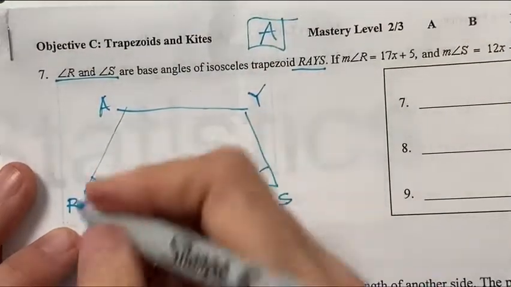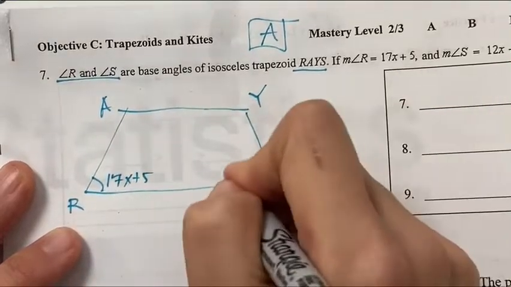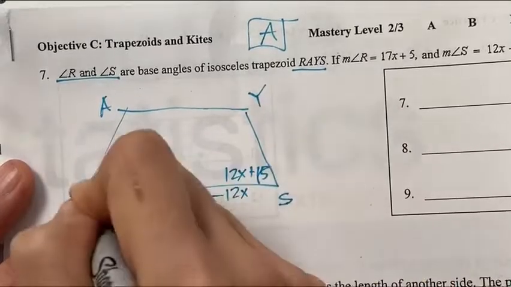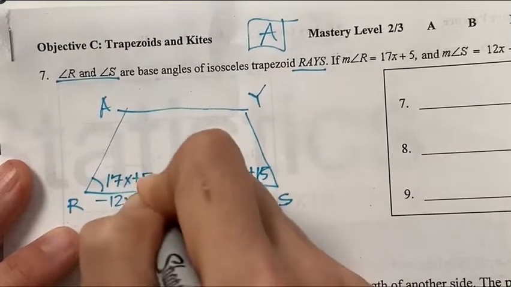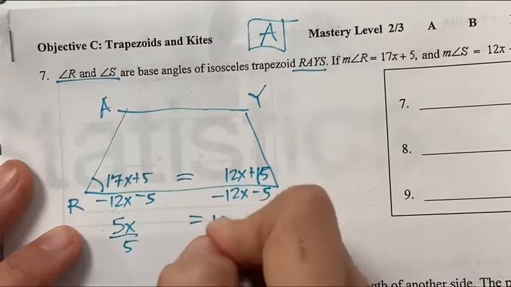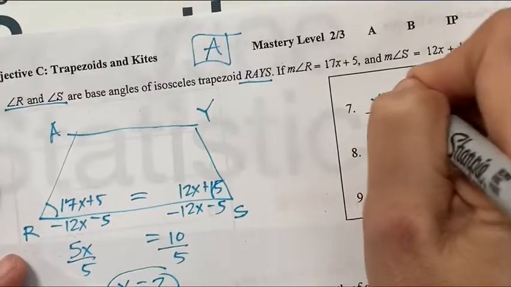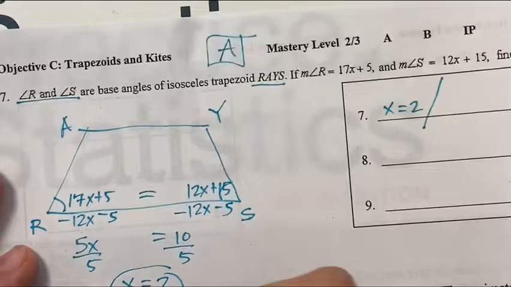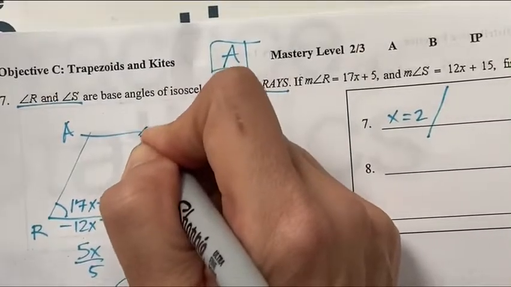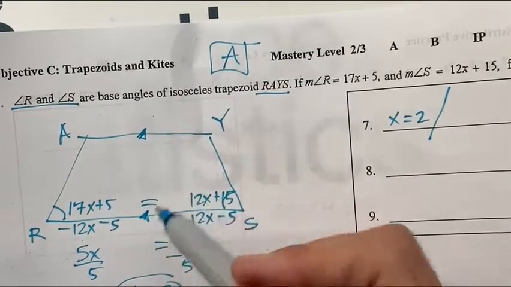Okay, so they're equal, and angle R is 17x plus 5, and angle S is 12x plus 15, and we know they're equal. So let's set them equal and solve. So x is 2. Now, if you got x is 2, I gave you partial credit, but it's actually asking to find the measure of A. So let's get to work here. We also know trapezoids in general have one set of parallel sides.